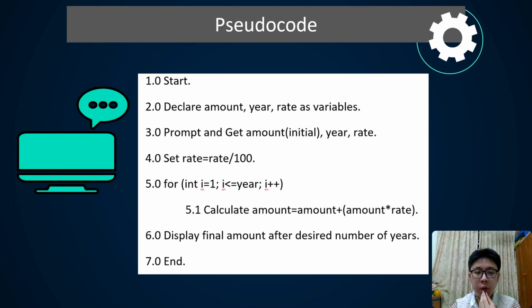Number 4, we set rate equals to rate divided by 100 in order to change it from percentage to its actual value. Number 5, a for loop is used to repeat the calculation for the final amount at every year. And number 6, we display only the final amount after the desired number of years. Number 7, end.